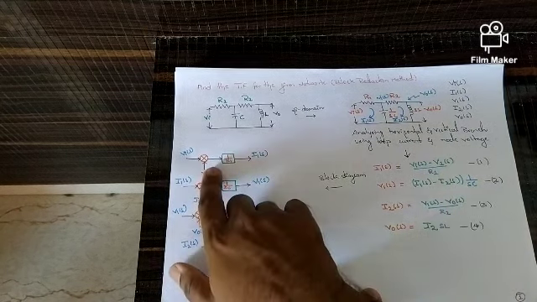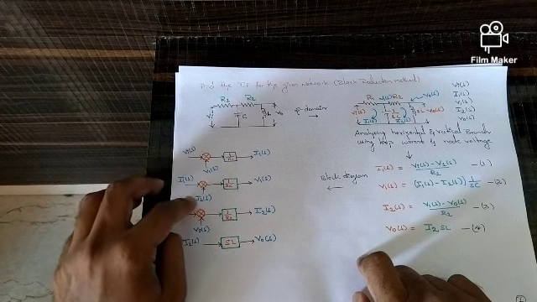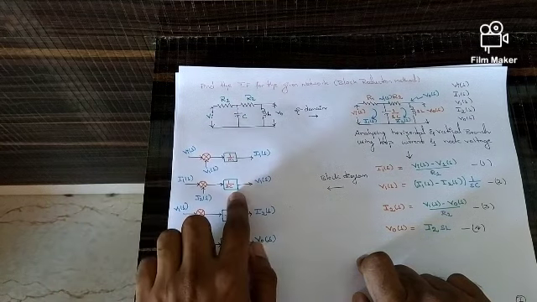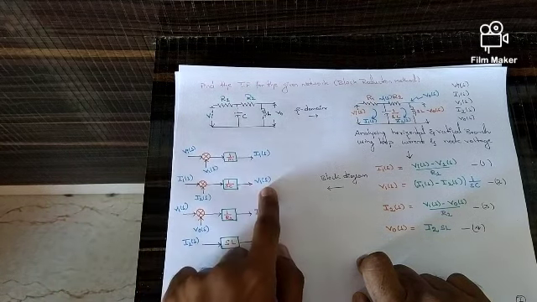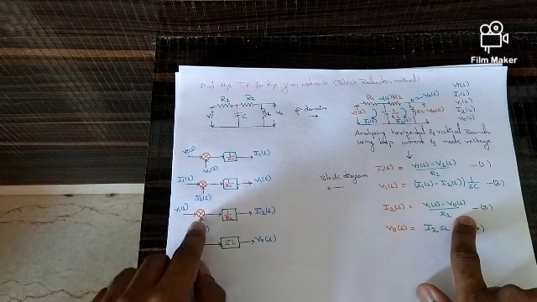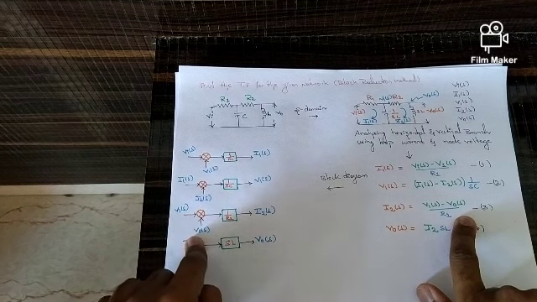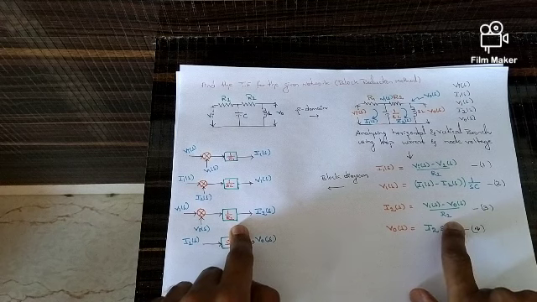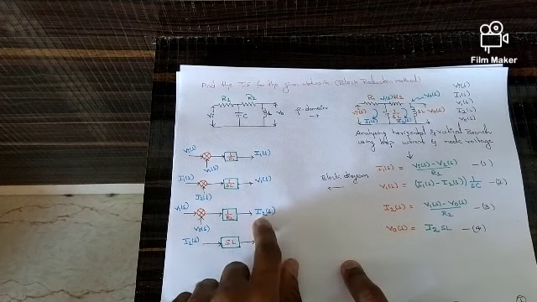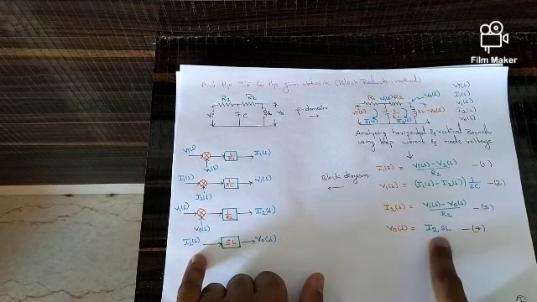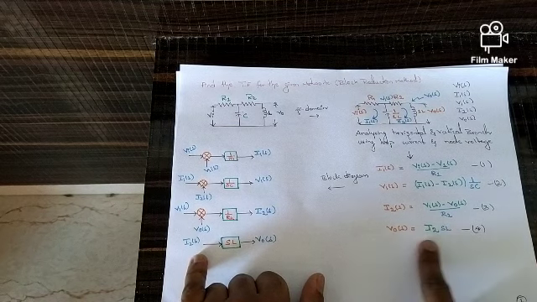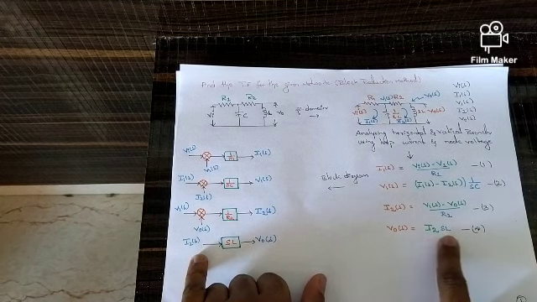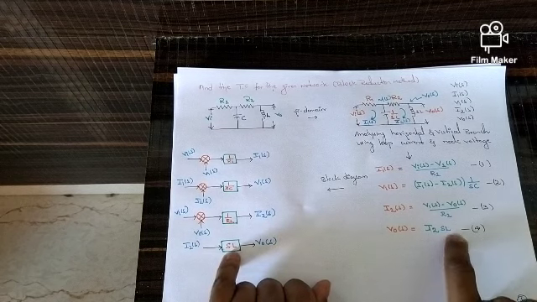Similarly, you can write I1 of S minus I2 of S into 1 by SC, with the output signal V1 of S. Again, in equation number 3, we have V1 of S minus V0 of S multiplied by 1 by R2, and the output is I2 of S. Similarly, the last one is, the output is V0 of S, the input is I2 of S. In between the gain is SL.